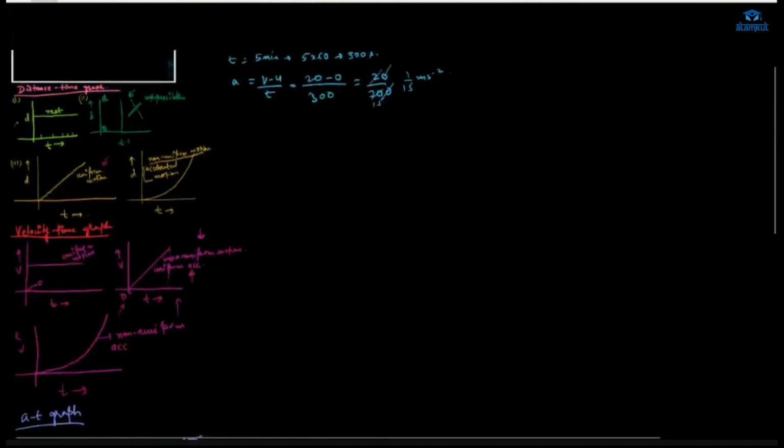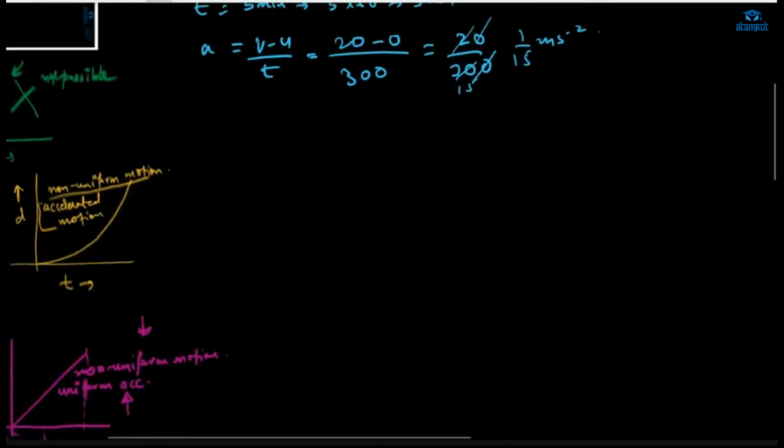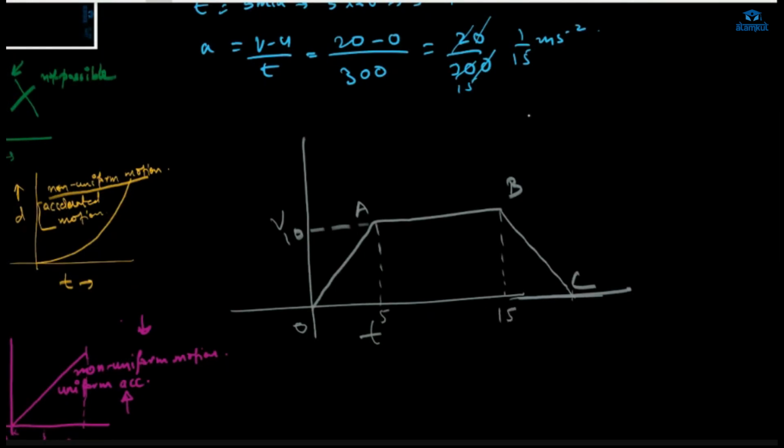So we have these kinds of graphs. Suppose this is a velocity-time graph, and the body has a motion like this: O, A, B, C. Let's consider this as 10 meters per second, and this is 0. This is time T, 5 seconds, 15 seconds, and then here 20 seconds. T is in seconds.